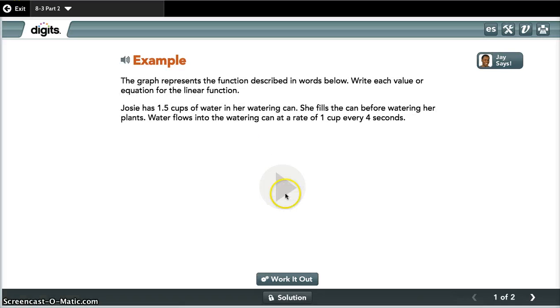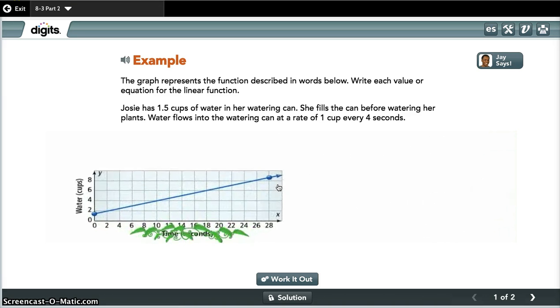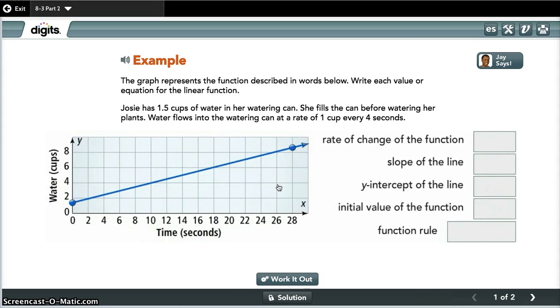All right, let's jump into part 2. Okay. So here we have a graph that represents a function described in words. So we have Josie who has 1.5 cups of water in her watering can. She fills the can before watering her plants. Water flows into the watering can at a rate of 1 cup for every 4 seconds. So we need to find the rate of change, the slope, the y-intercept, and the initial value, and then finally the rule. That's a lot of things we're going to be pulling out of this.